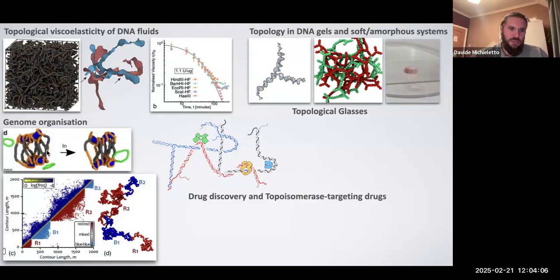We do a bit of genome organization as well. This is more work from my postdoc, but I'm still involved a little bit. This is an example of a simulation where I simulated a little piece of chromatin, so DNA in a coarse grain model, wrapped around histones to make a little chromatin fiber. There is a ring representing HIV DNA that tries to integrate into it, and the question is, where does it integrate? We find that there is a bias depending on the chromatin structure, for instance.